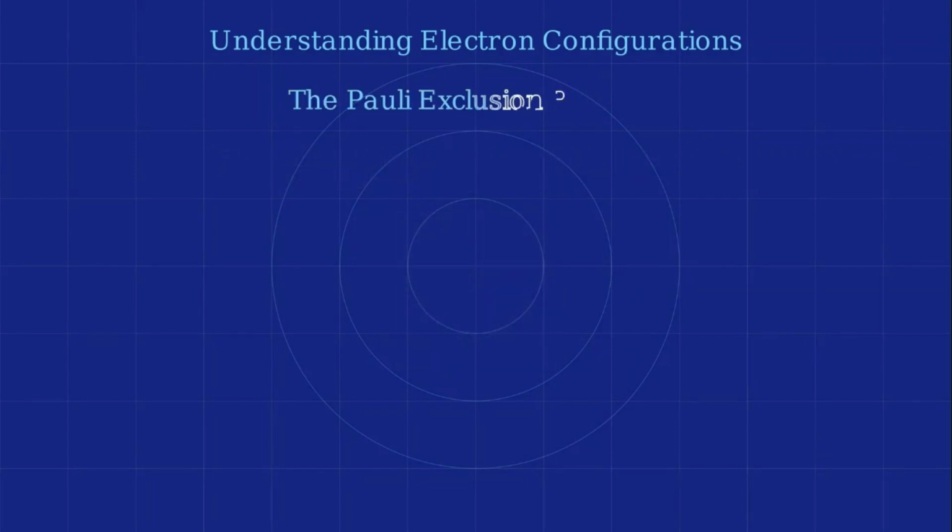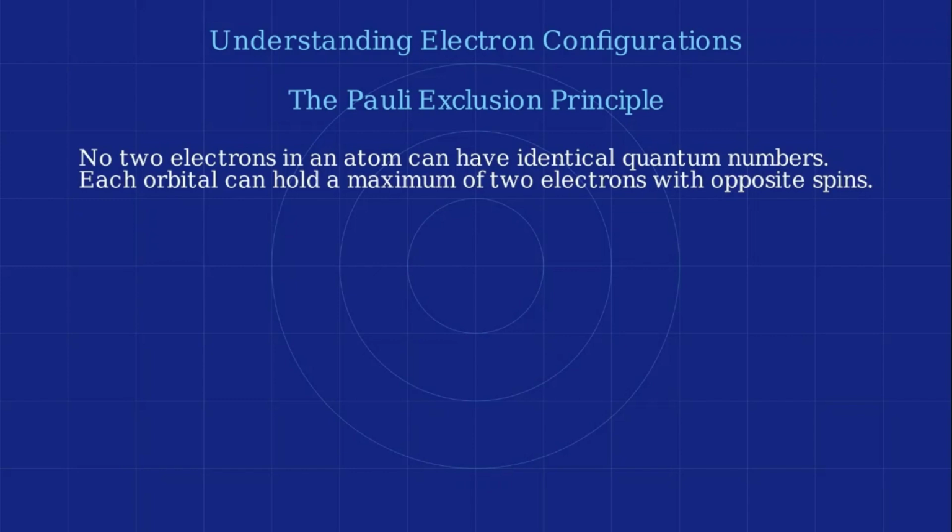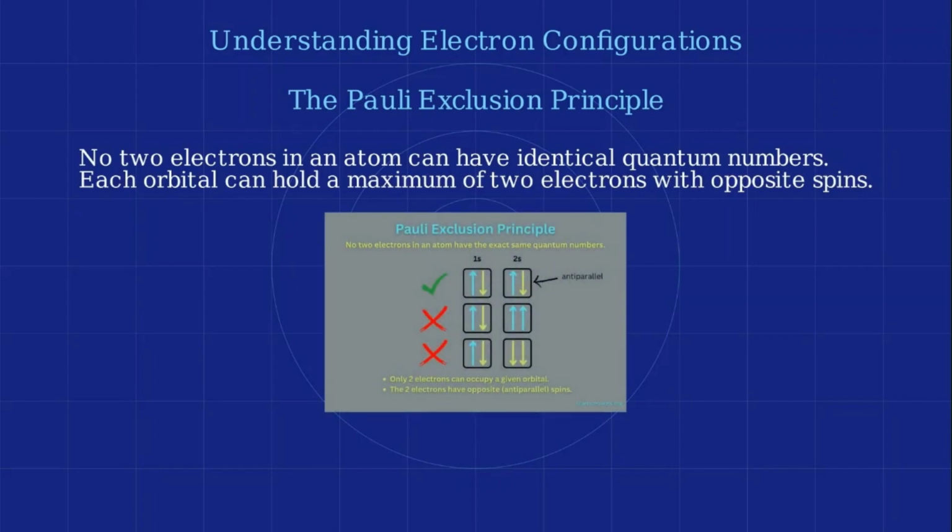The Pauli exclusion principle states that no two electrons in an atom can have the same set of quantum numbers. This means each orbital can hold a maximum of 2 electrons, and these must have opposite spins.